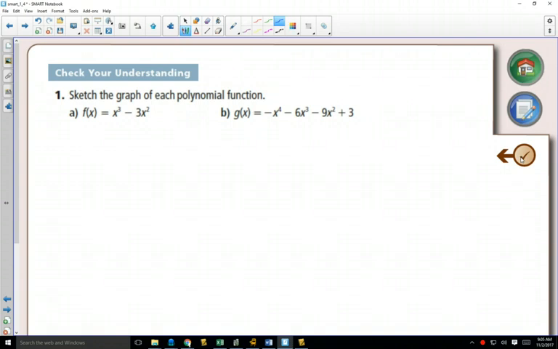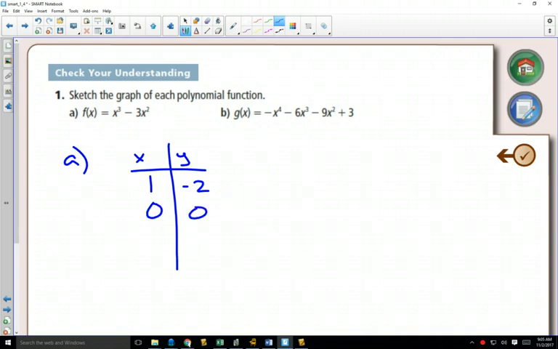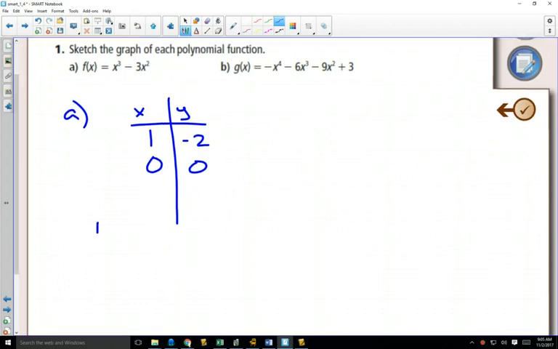So if you were in A here, wanting to know some points on your graph, you could plug some in. What are some easy values to calculate? 1. If you plug in 1, you're going to get -2. Other values that are easy: 0. That one's really easy, 0. So at this point, let's just start our graph off to the side. We've got (0, 0) and (1, -2).